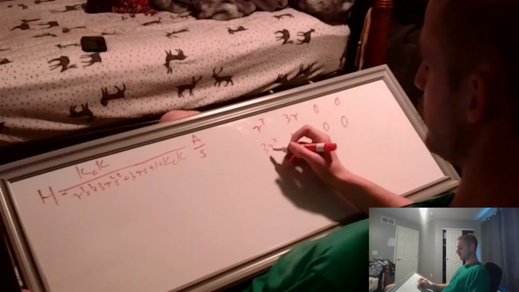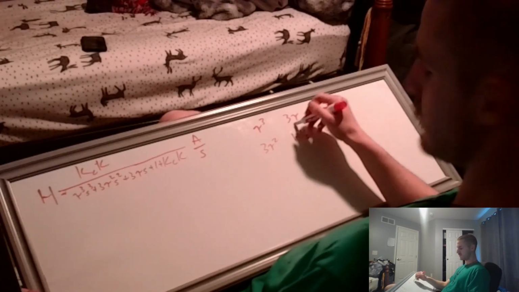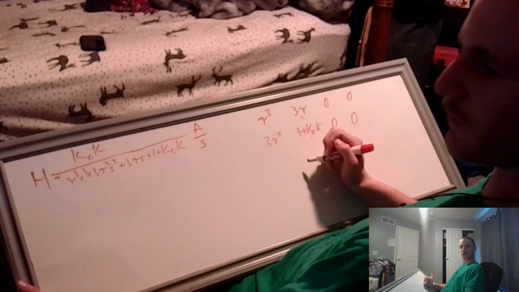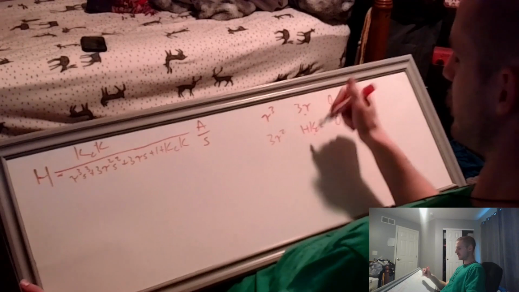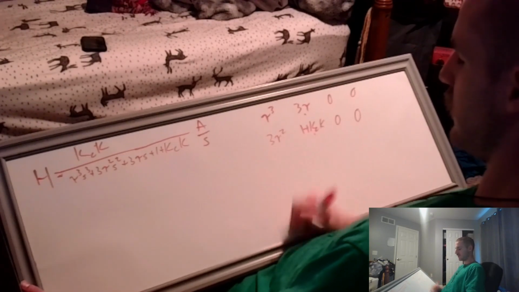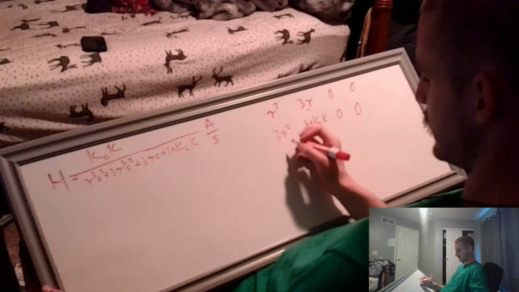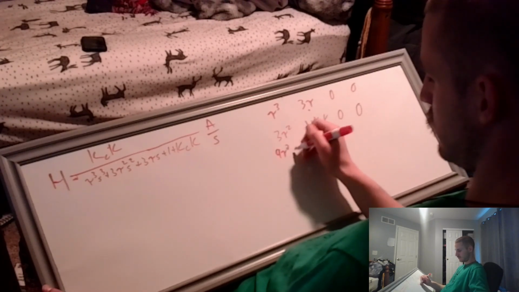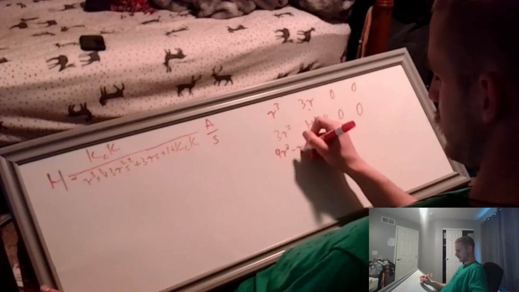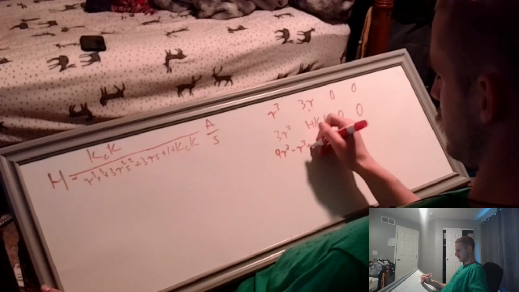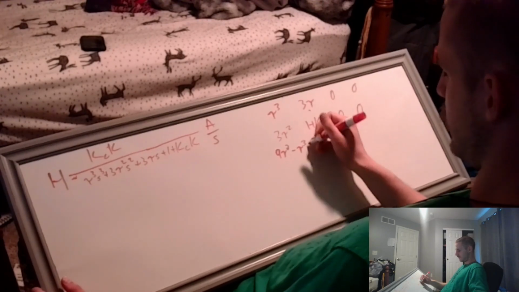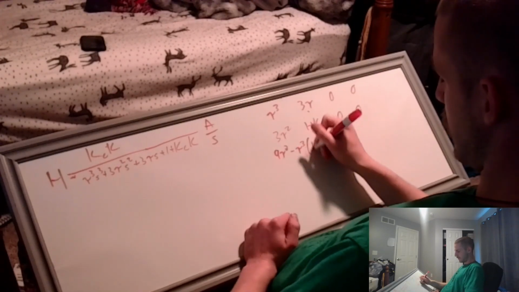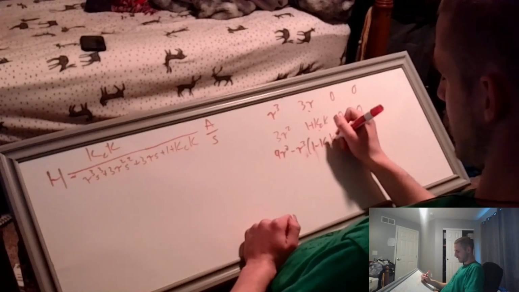Next up, what we want to do is take this bottom left times this top right, minus the top left times the bottom right, all over this bottom left. And so we'll get 9 tau cubed minus tau cubed of 1 plus Kc k.